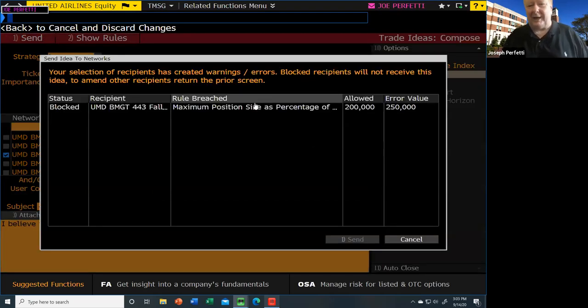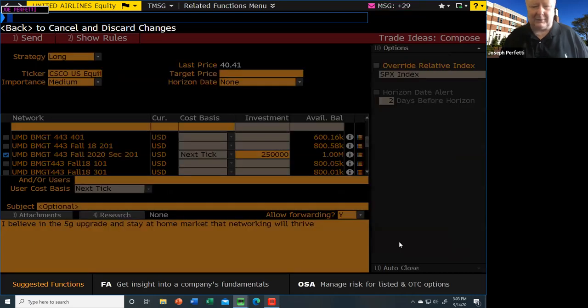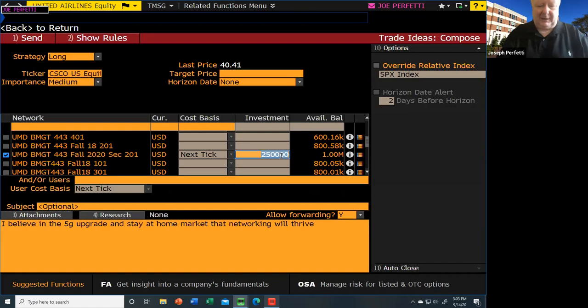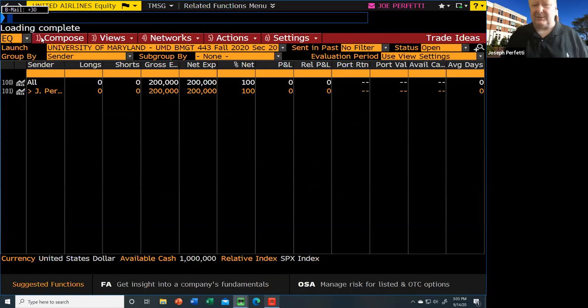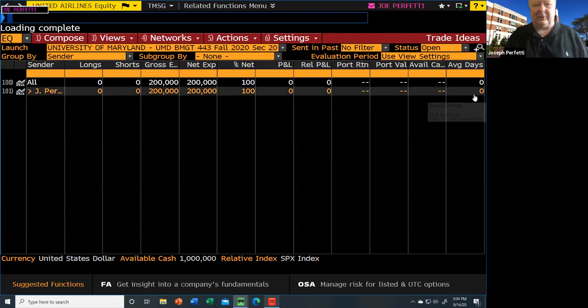If I triggered any errors, it'll tell me I can't make the trade. In this case, I can't put more than 20% of $1 million, $200,000, in a portfolio; 250 is too high. So cancel, come back here, make this 200,000, hit send, and then it will try to execute buying Cisco. Once it executes, you'll start to see yourself in this list, and then you'll start to see your portfolio value.